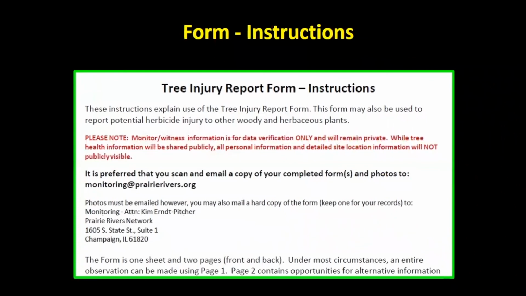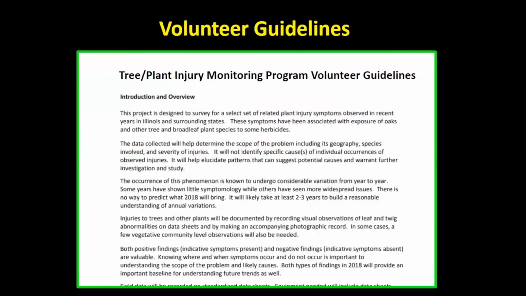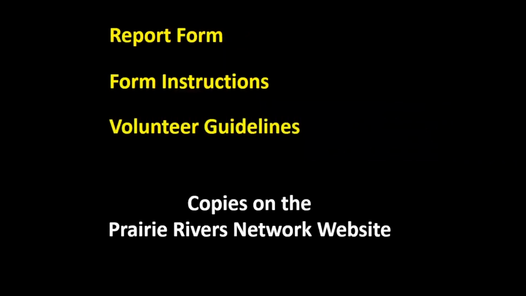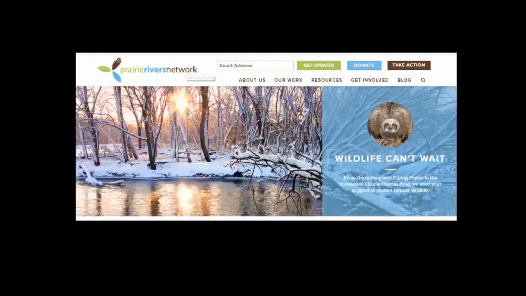In addition to the form, there is a document, form instructions, and it explains in more detail how to fill out each section of the form. And there's also another document called Volunteer Guidelines, which also covers various aspects of planning and executing the monitoring program. And I direct your attention to those three documents: the report form, the form instructions, and the volunteer guidelines. Copies of all three can be found on the Prairie Rivers Network website.